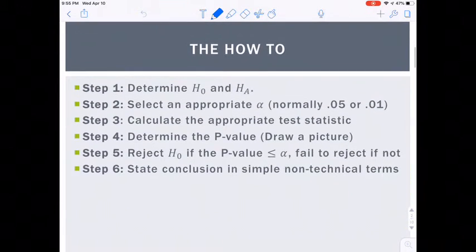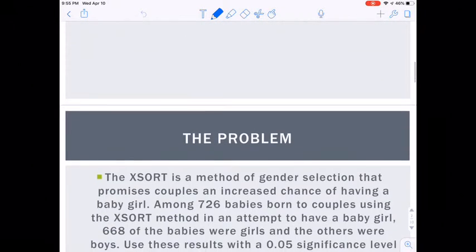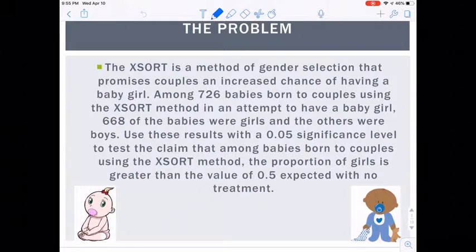So the how-to, this should look extremely familiar. This has been the same exact slide I've been putting up in every single lesson. Hypothesis tests are very consistent. There's just a few things that we change throughout each one, and that's really the test statistic and occasionally how we find the p-value. But for the most part, the exact same 6 steps we've been doing all along. So here's our problem today.